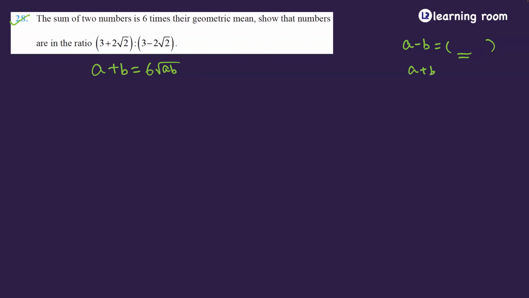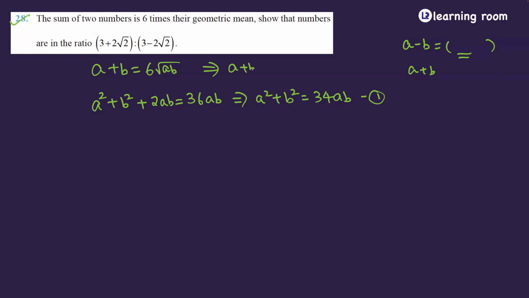Now listen. A plus B is 6 times root AB. So A square plus B square plus 2AB is equal to 36 AB, which implies A square plus B square is equal to 34 AB. Let me call this equation number 1. And one thing you need to remember is A plus B the whole square is equal to 36 AB. Let this be called star. Clear with this? Now what I'm doing, which is not given in the problem, is considering A minus B the whole square.